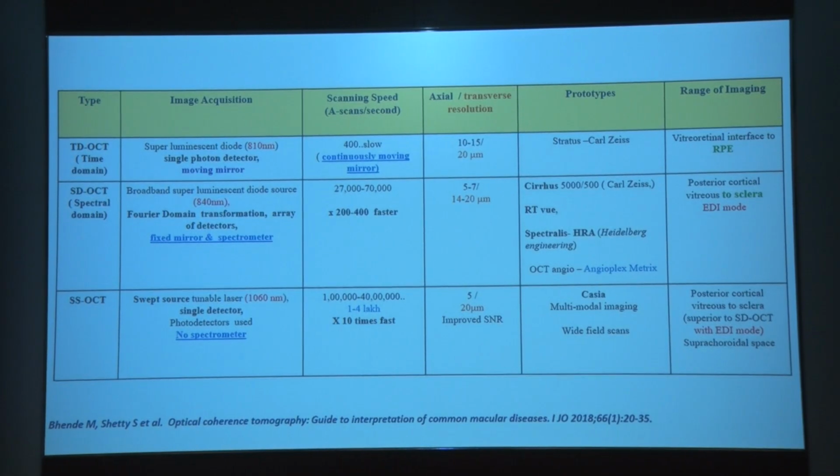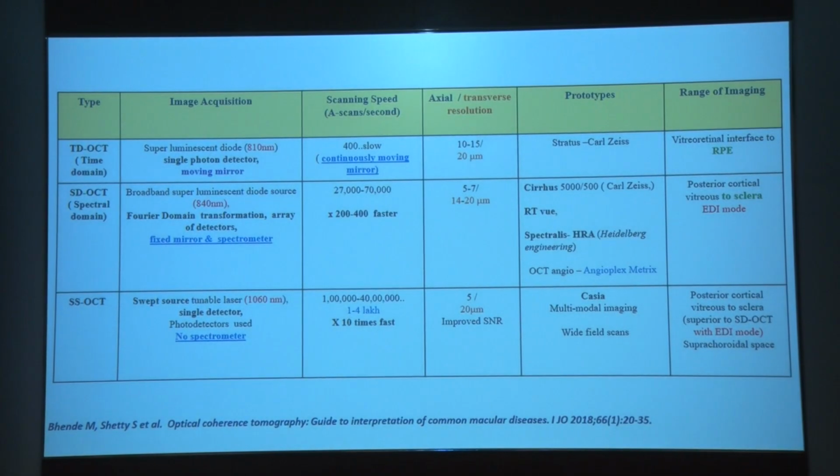OCT has evolved, as you have known, over the last two decades. It's really evolved very rapidly, from the time domain to the spectral domain to the swept source, and even further to the extended depth imaging, to the lamina cribrosa, and the biomechanics, and the angiography. You can take pictures of this because this is very common. In fact, for all the students, if you want to really read about this, the DGO issue of January is online, and it has all these things in it.